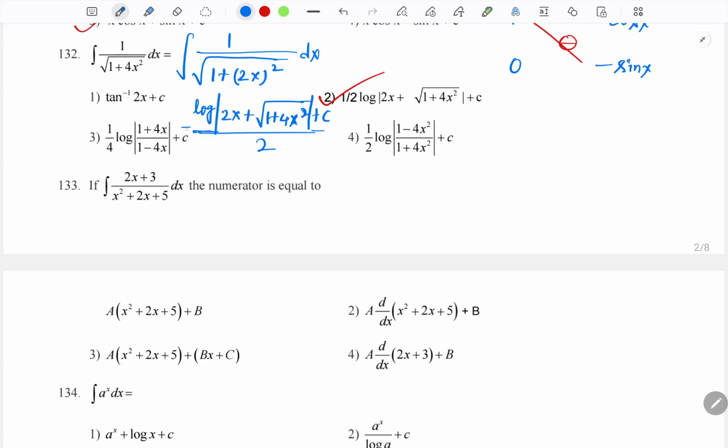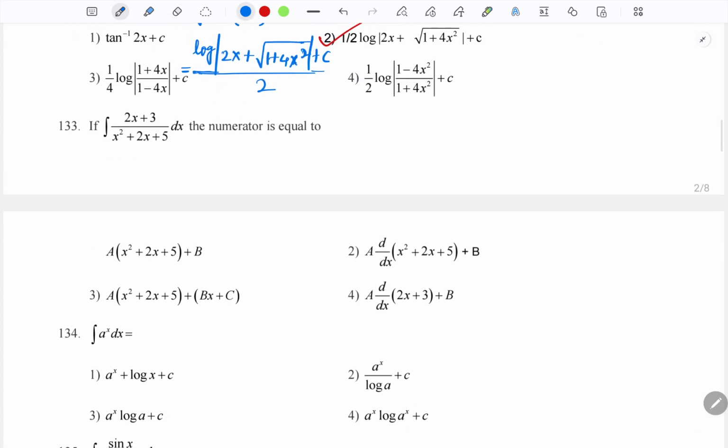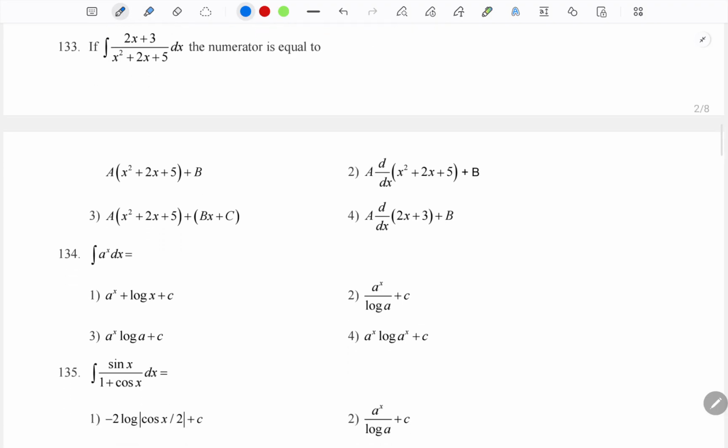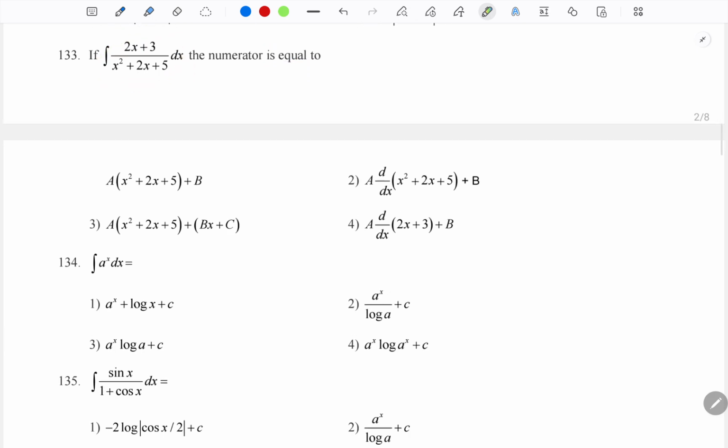Next question, see. Okay, if 2x plus 3 is divisible by this one, then numerator equal to c. It's a very basic question, right? My standard question. What is the standard form here? Whenever the integral looks like px plus q by either a quadratic or a quadratic with under root, then what is your formula, students? What is the method here?